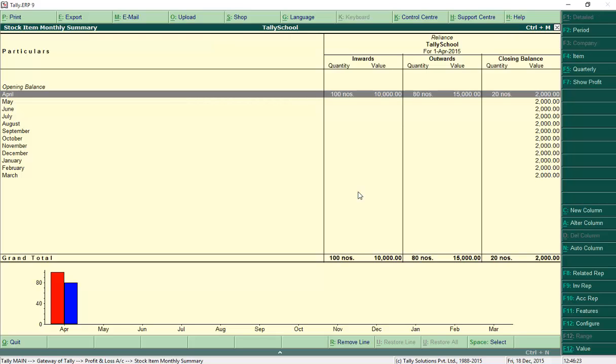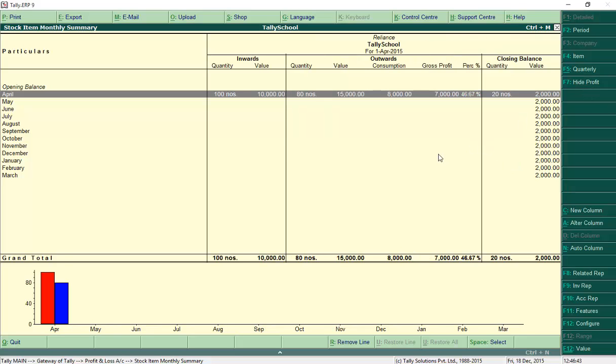So if we go in there, we can see inwards 10,000, outwards 15,000. So the profit is 5,000. And if we look at the quantity, inwards 100, outwards 80, and 20 is the closing stock. If we click here on show profit, it will show you the profit, which is gross profit 7,000 rupees, because we have sold outwards. Okay, so this is how Tally shows you everything.